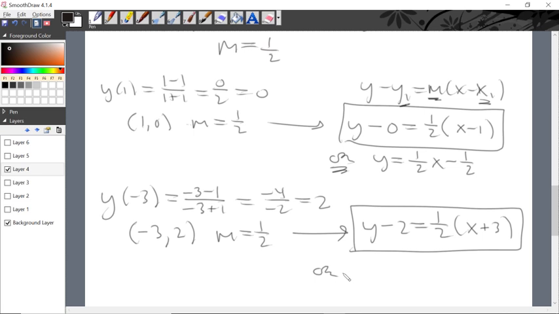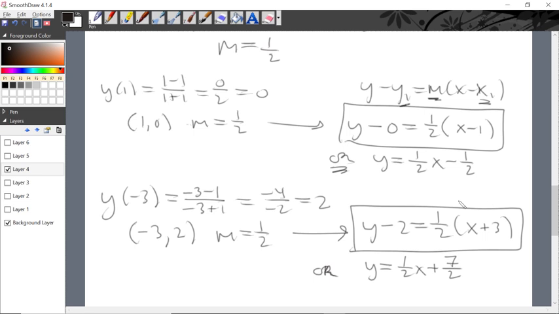Another way we could write it, if we chose slope-intercept form, let's see, it would be y equals 1/2 x, and then we get plus 3/2, and then we're going to add 2, so 2 plus 3/2 is plus 7/2.